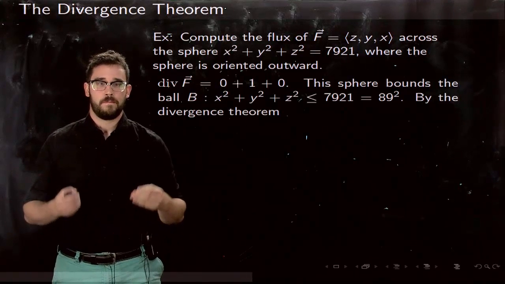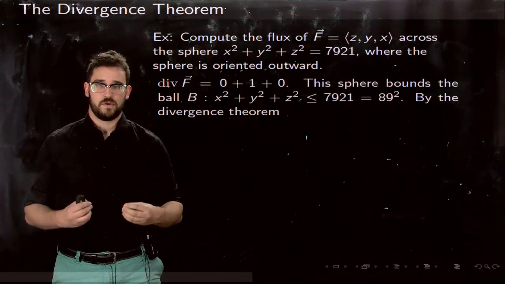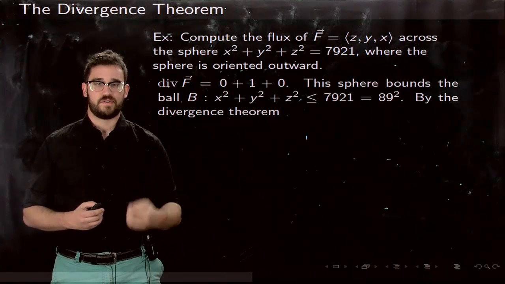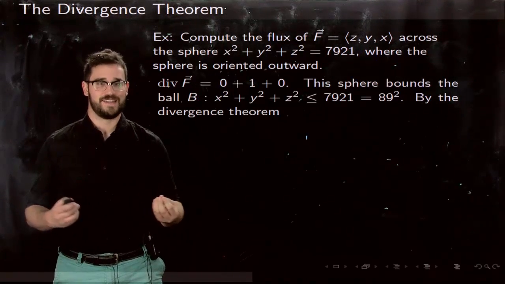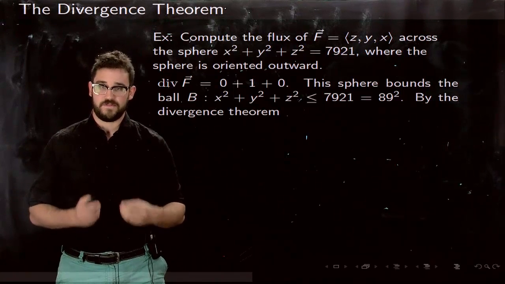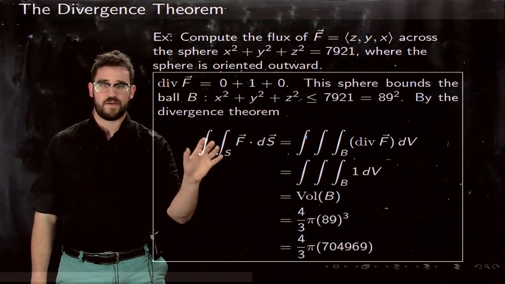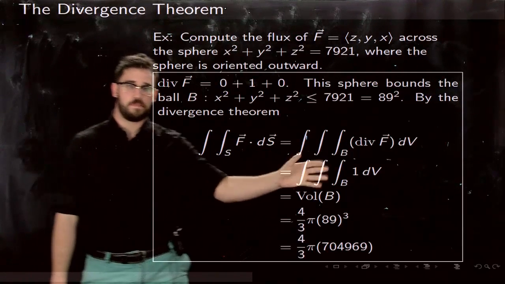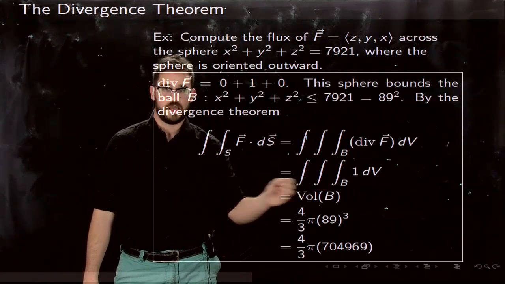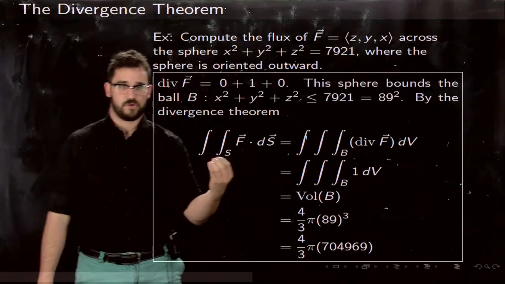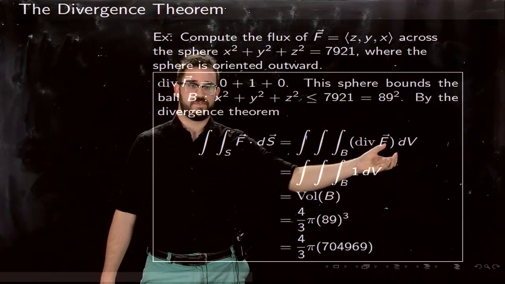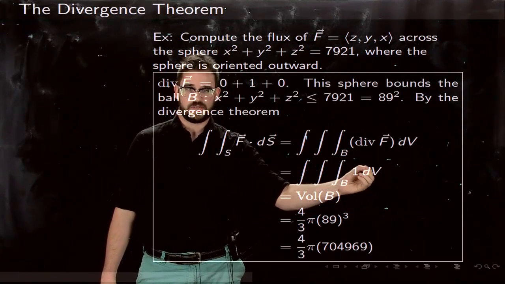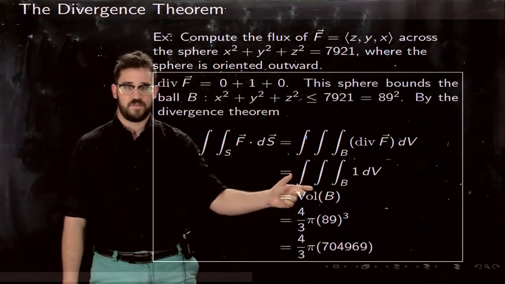This sphere bounds the ball B, which is x squared plus y squared plus z squared less than or equal to 7,921, or 89 squared. So by the divergence theorem, the double integral over S of F dot dS is equal to the triple integral over the ball, because S is the boundary of the ball, of the divergence of F dV, which is just 1 dV, in other words, the volume of the ball.